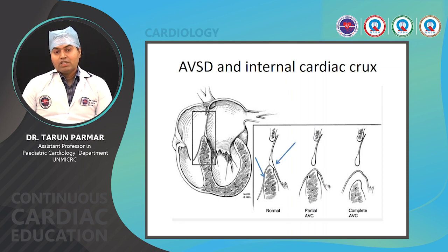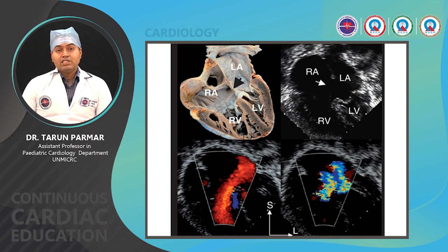So in the normal, this is the mitral and tricuspid leaflet, there is a normal offsetting. That means the septal tricuspid leaflet is more attached apically. And in the AVSD, in the second image, you can see these are at the same level, they are attached at the same level. So this is the morphologic and echocardiographic representation.